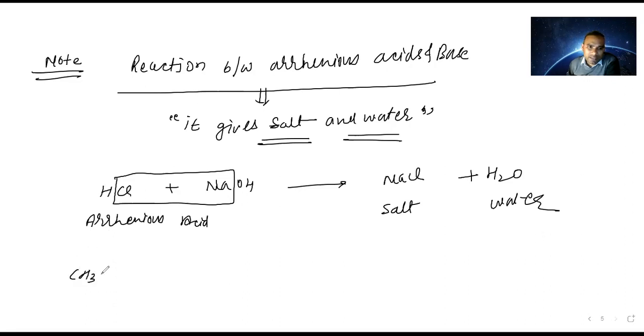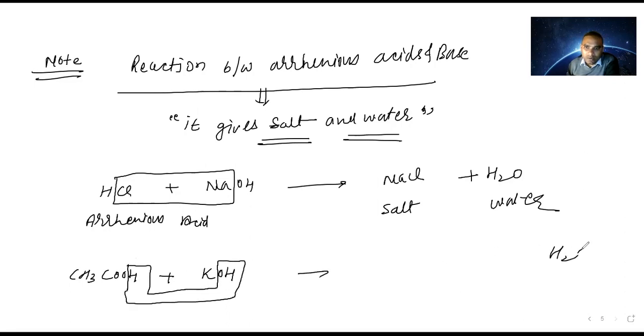Suppose I have CH3COOH, and you take KOH. So what is going to happen here? This is H, and this is OH. HOH combine to give water. And another product is CH3COOK, which is a salt. Plus and minus are in the same compound, so they act as a salt. This is potassium acetate.